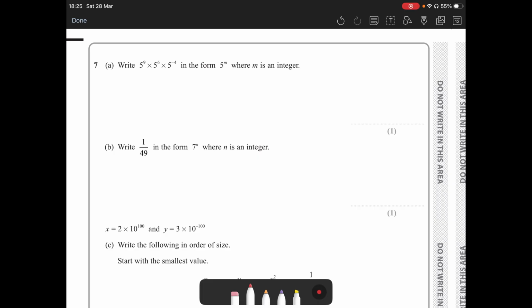Okay, right, powers. So when we multiply powers with the same base, we add the indices. So this will be the same as 5 to the power of 9 plus 6 take away 4, which is 5 to the 11. And that's 5 to the m. So these powers are the same, m is 11. Oh no, sorry, it doesn't want to know what m is. It's just saying, look, it just wants you to write it as one single power. So it's 5 to the 11.